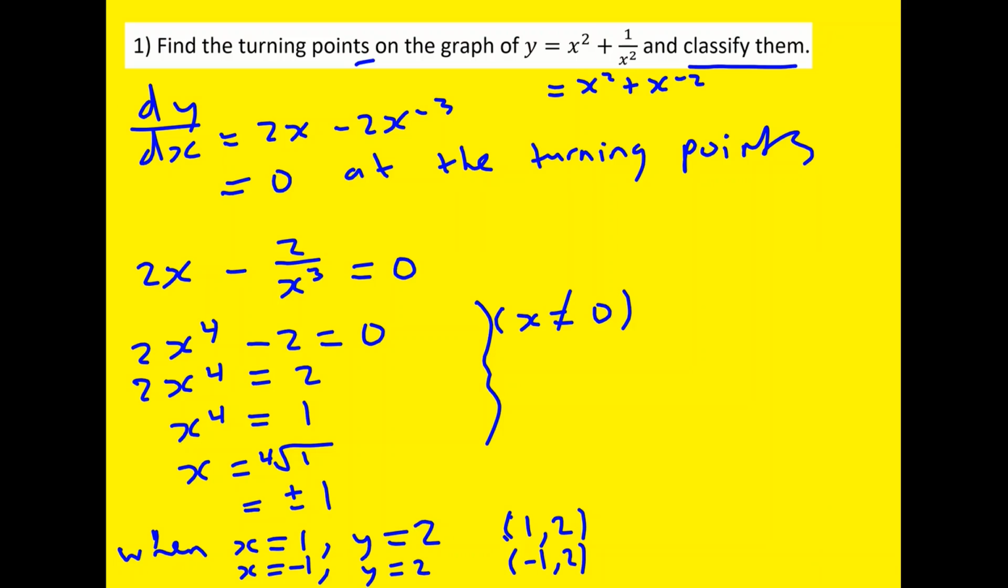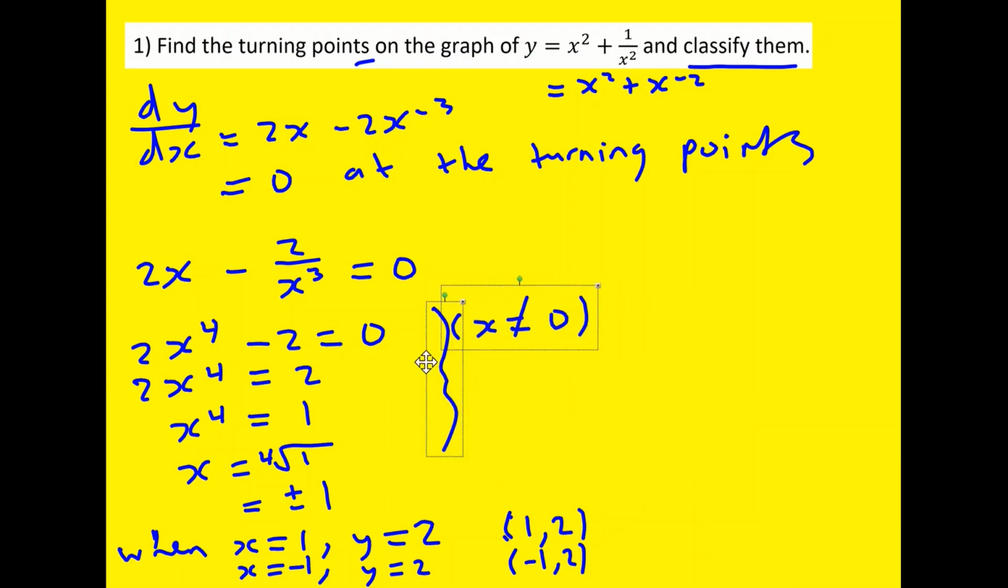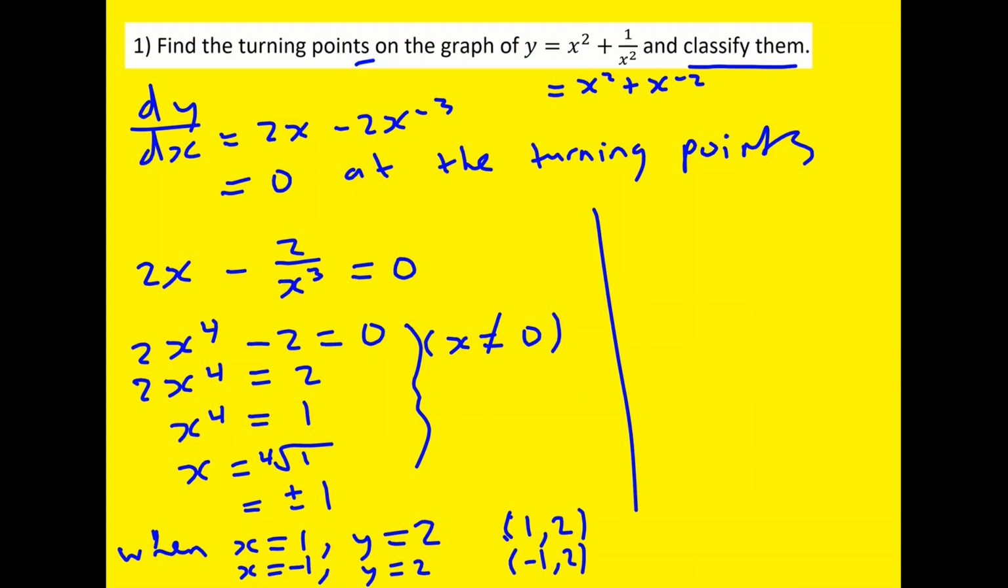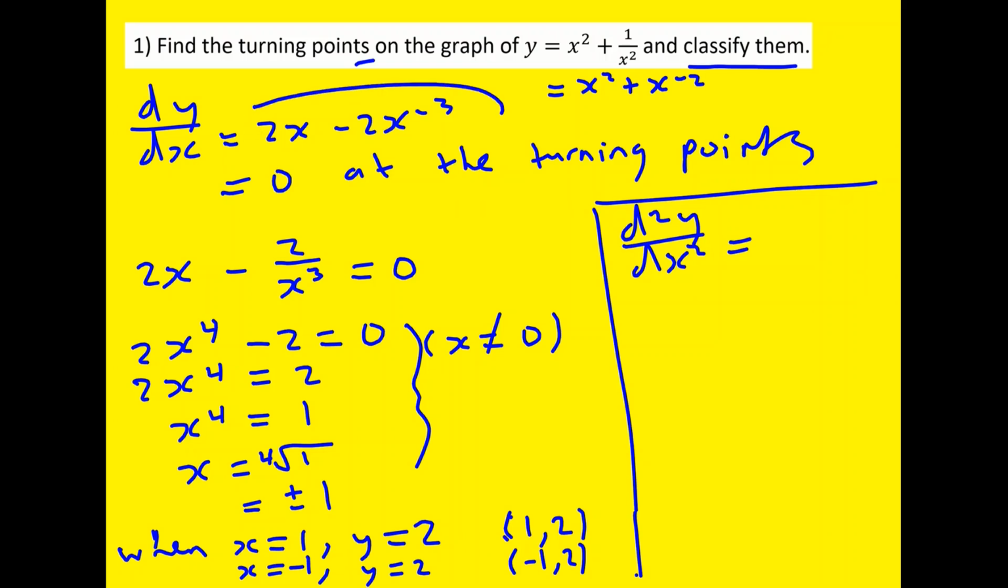Okay, let's see what happens now. So this is the crucial bit. I need to do the second derivative, because I need to classify these. So d2y by dx squared, I need to differentiate this thing again. It's going to be 2 plus 6x to the minus 3, 4, which is 2 plus 6 over x to the 4.